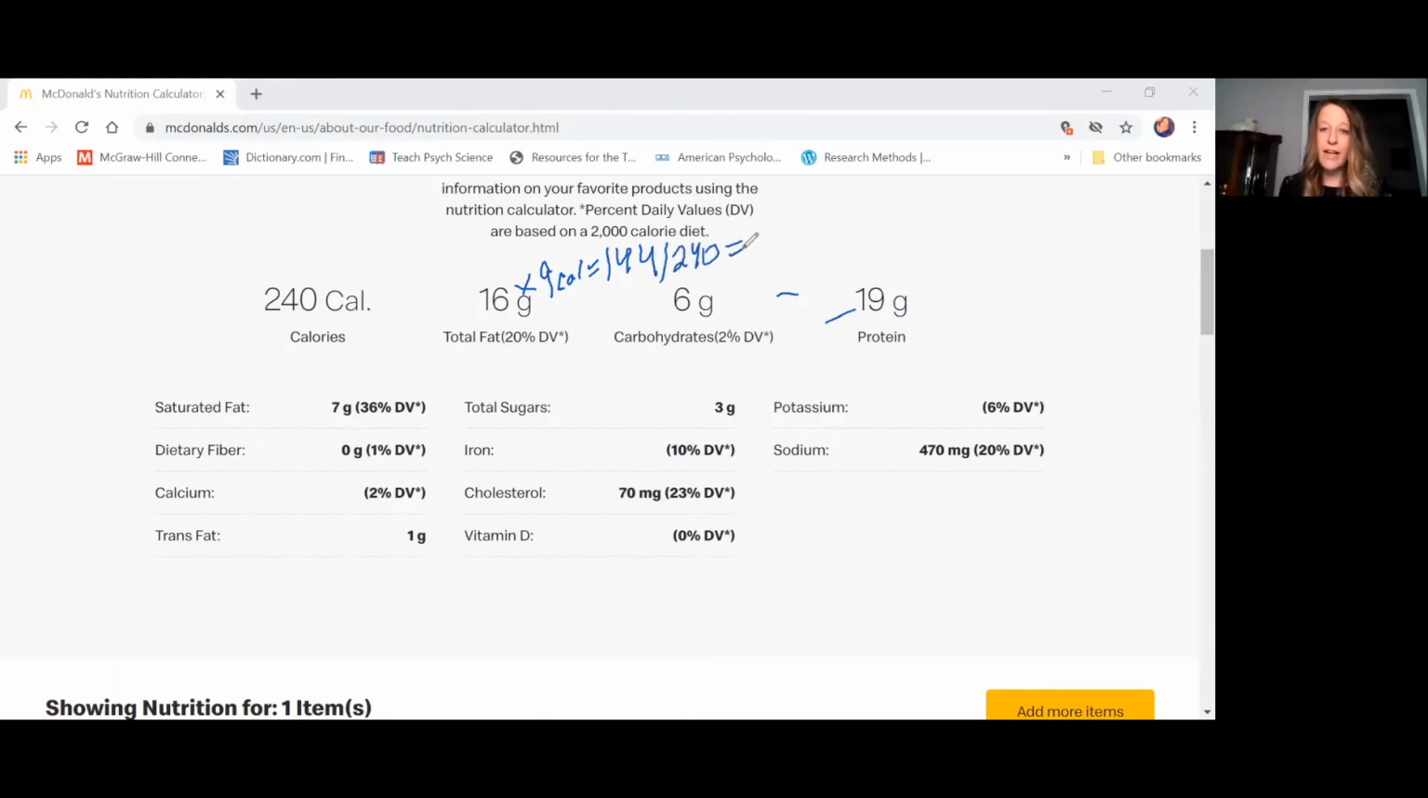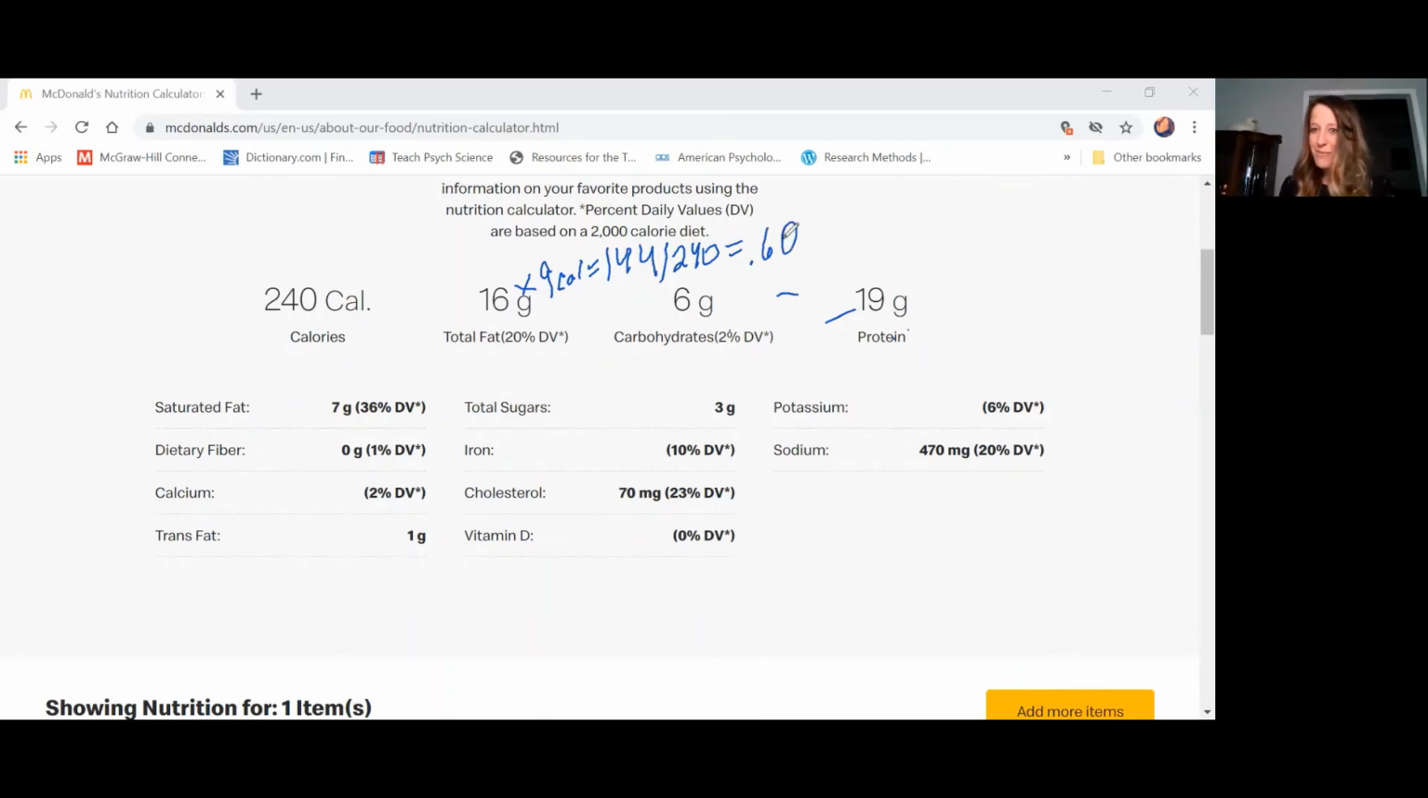So if I divide my 144 by 240 total calories, then I get a proportion of 0.6. Oh, so I'm actually going in the opposite direction here than what I want to.